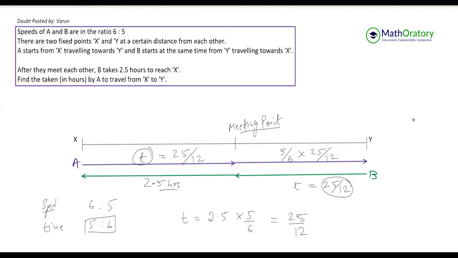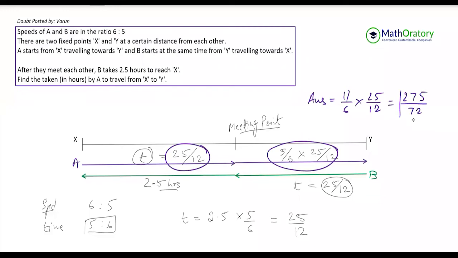What we're looking for is the time taken by A to travel from X to Y, so the entire time is what we are looking for. So we're trying to add a couple of times here: one is this 25 by 12, with 5/6 of 25 by 12. If I add a number to 5/6 of the same number, I should have 11/6 of the same number. So the answer in this case will be 11/6 of 25 by 12, which is 275 upon 72 hours.